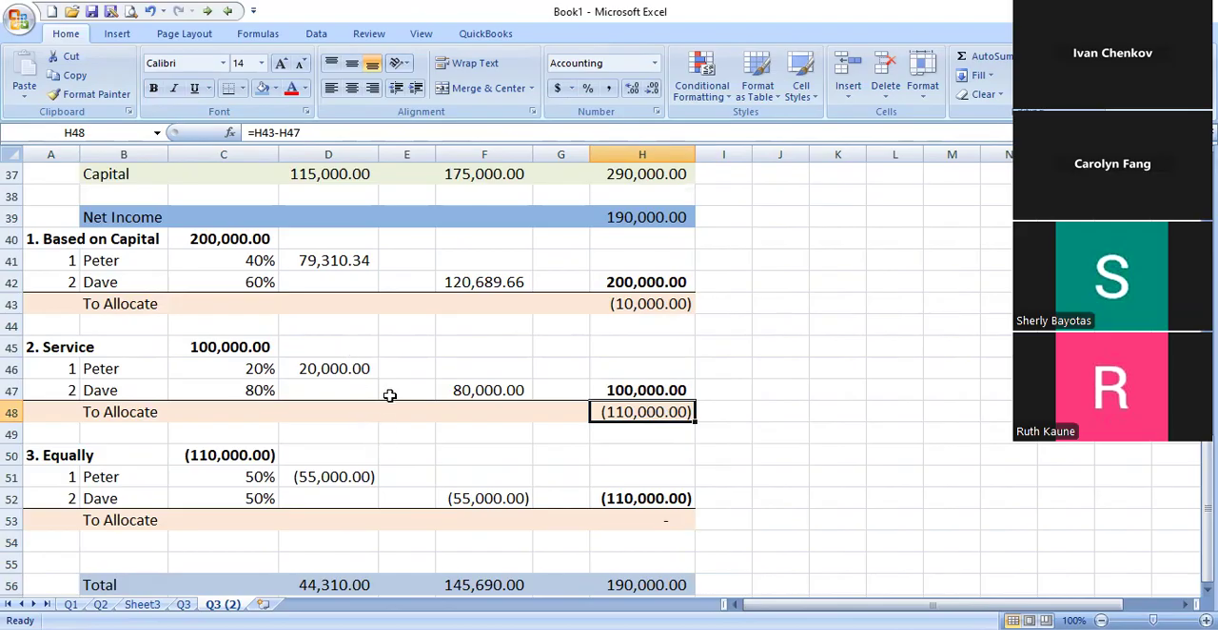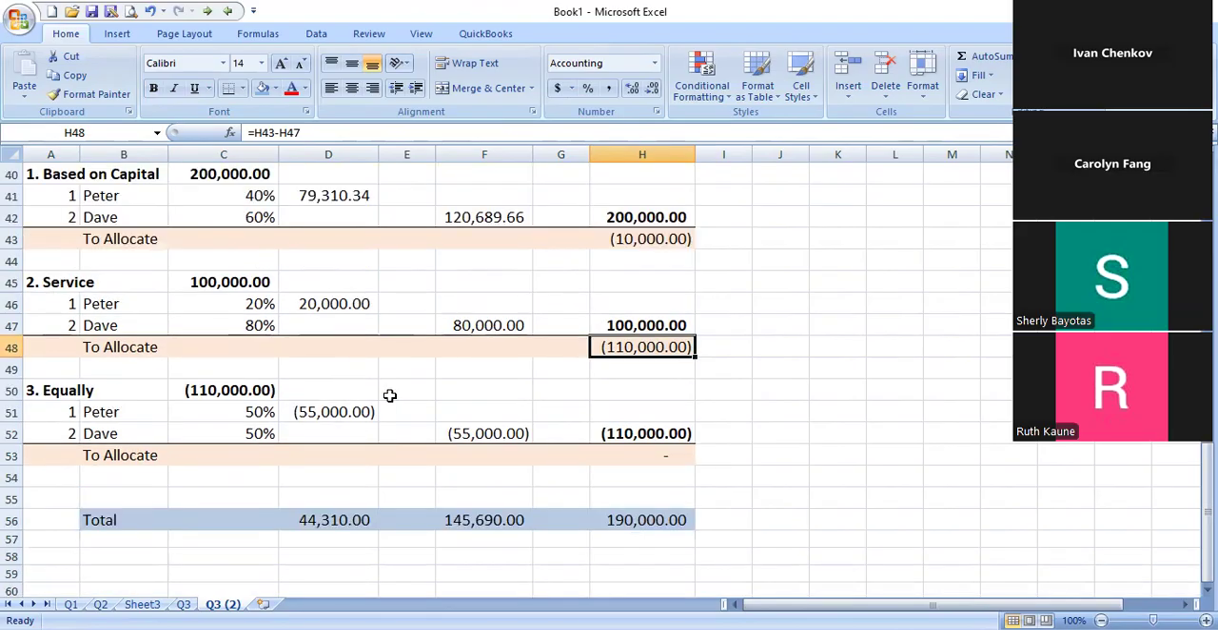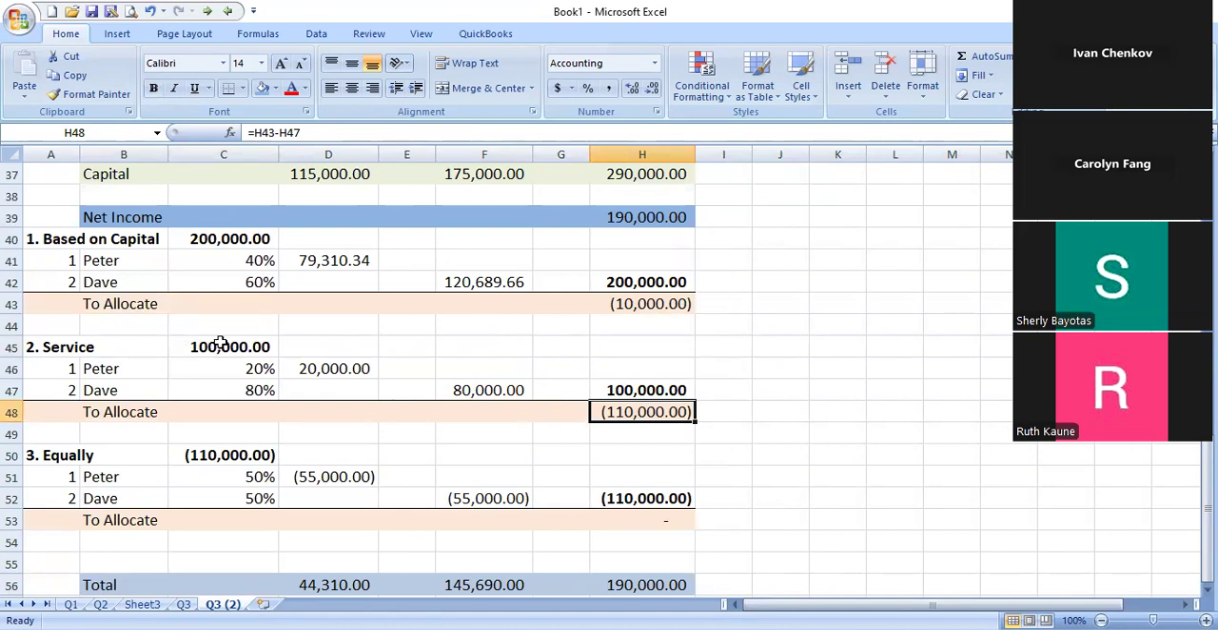So who's going to be more affected in this case? Peter or Dave? What do you think? Who gets the hit if this is the allocation? Peter, of course, because his services are way substantially below Dave's services.